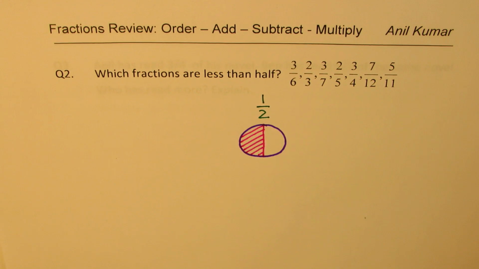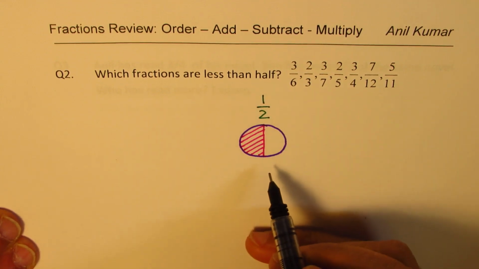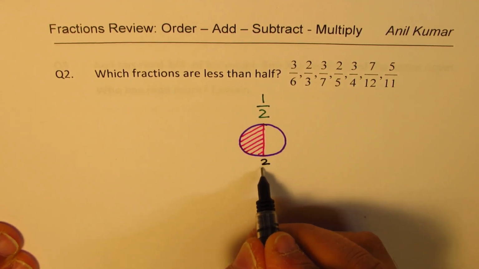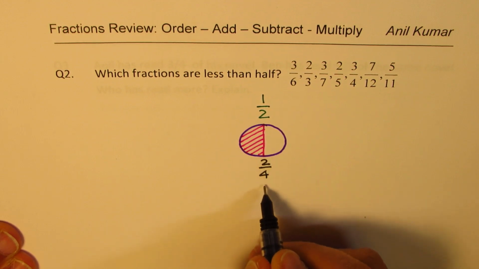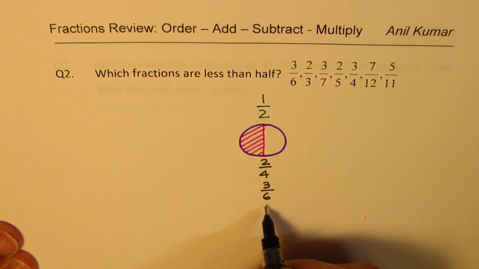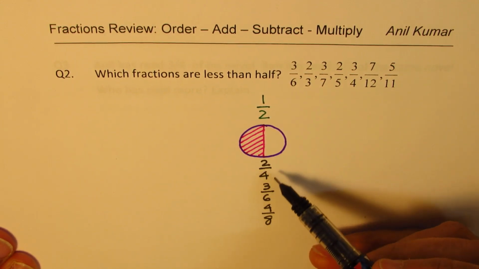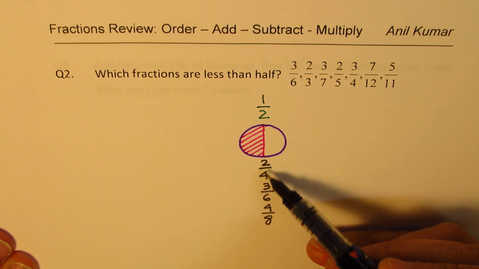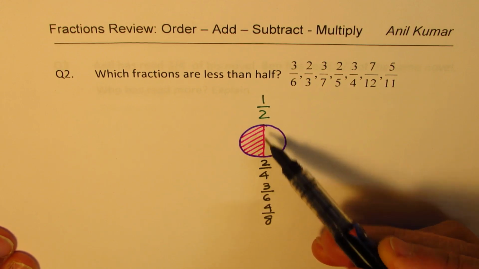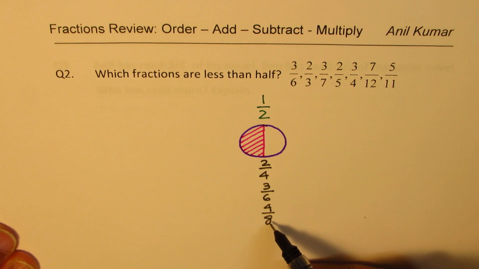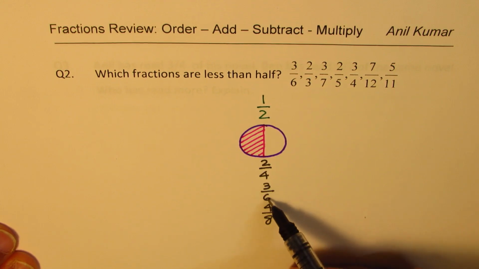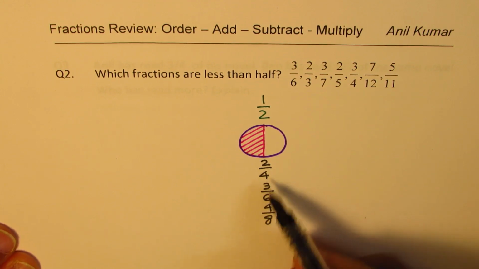Now half can be written in many ways, and that is to say, we can look into its equivalent fractions. So what could be the equivalent fractions? For example, 2 over 4 is also half, 3 over 6 is also half, 4 over 8 is also half. These are all halves. What you notice here is that the denominator is twice the numerator. So that is 2 times: 4 times 2 is 8, 3 times 2 is 6, 2 times 2 is 4.